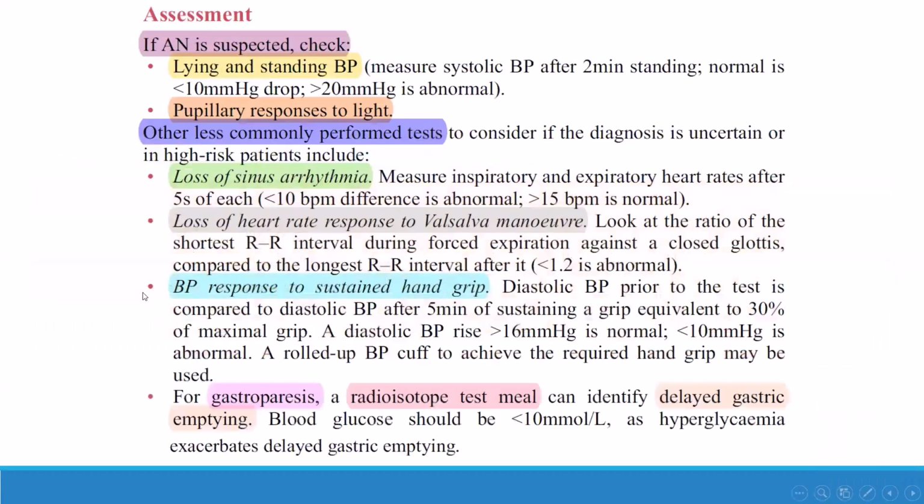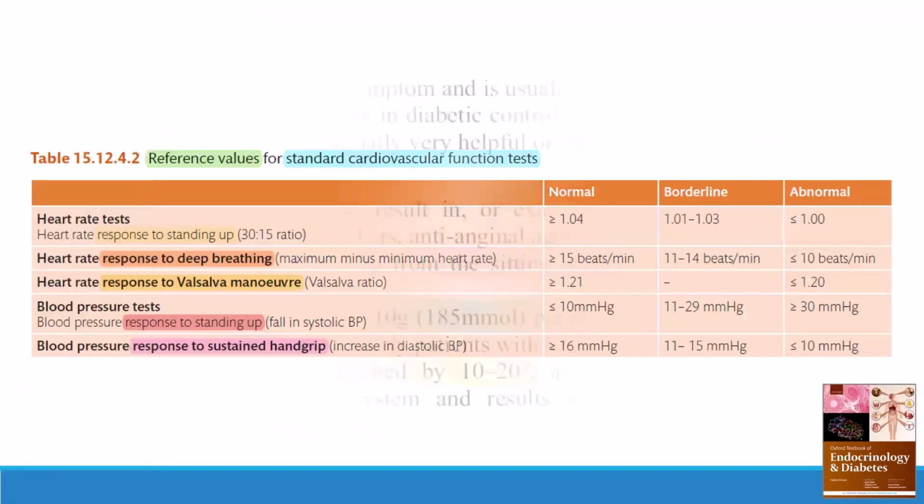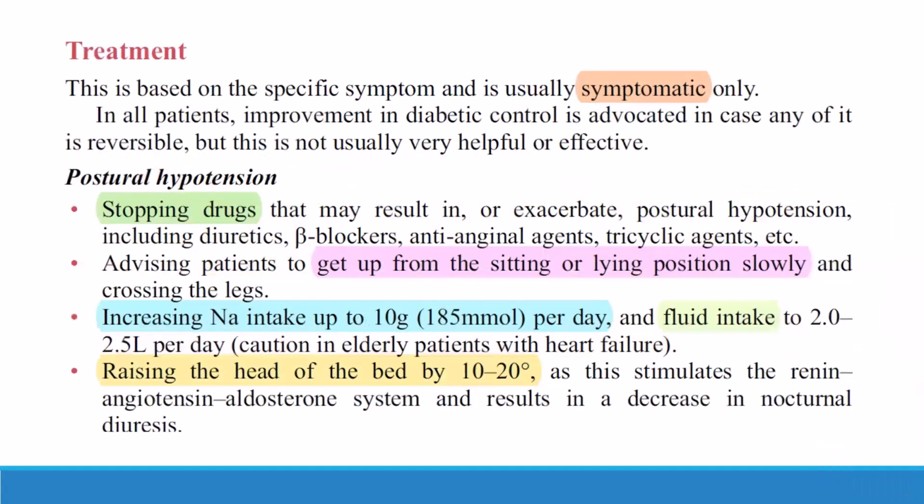Gastroparesis can be diagnosed by a radioisotope test meal, which can identify delayed gastric emptying. And of course, blood glucose should be less than 10 to do this radioisotope scanning, as hyperglycemia will exacerbate delayed gastric emptying. How to treat? This is based on specific symptoms and is usually symptomatic only.